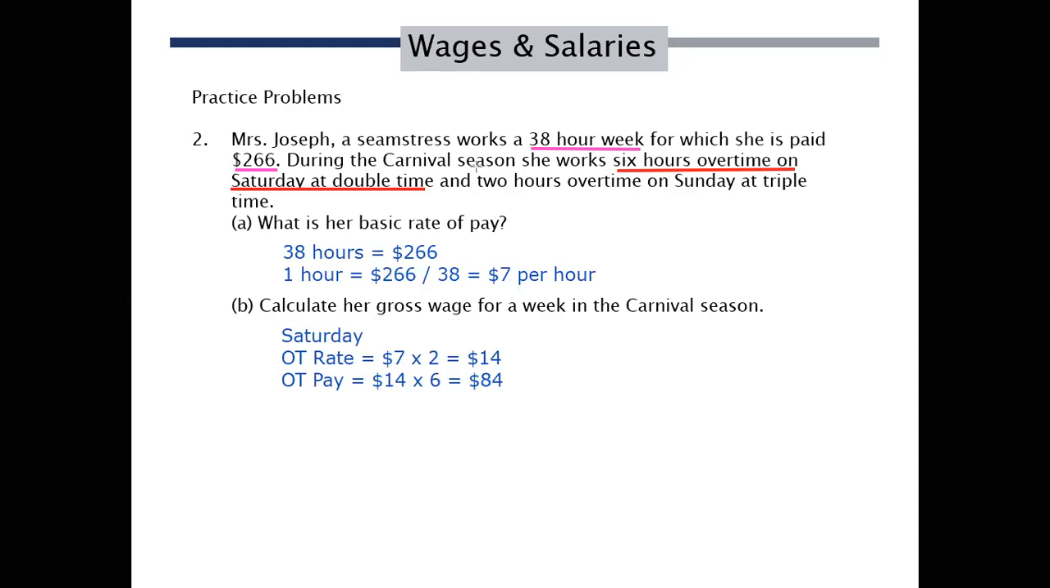All right, so they tell me that she worked 2 hours of overtime on Sunday at triple time. That's my information right there. That's everything I need. So just like I did for Saturday, I'm going to do the same. I start by finding my overtime rate, and it's based off of that $7, but because it's triple time, now I'm going to multiply by 3. And 7 times 3 is $21.